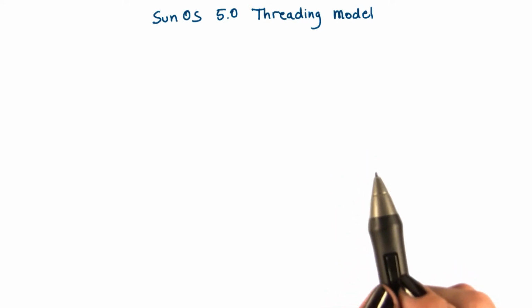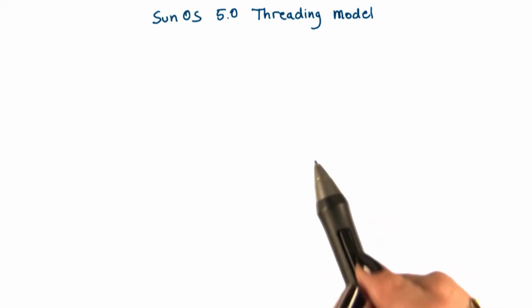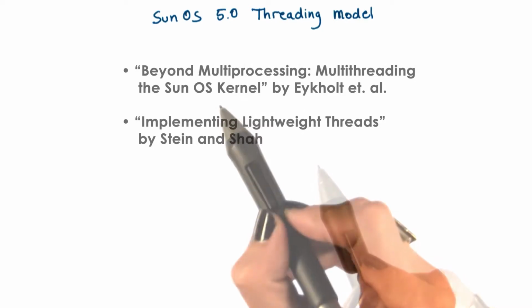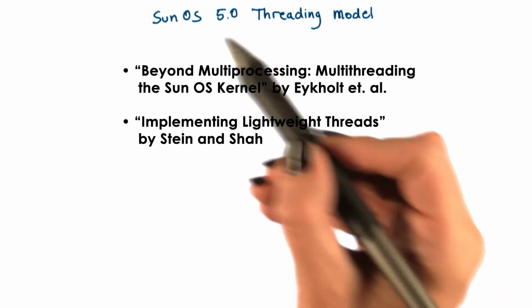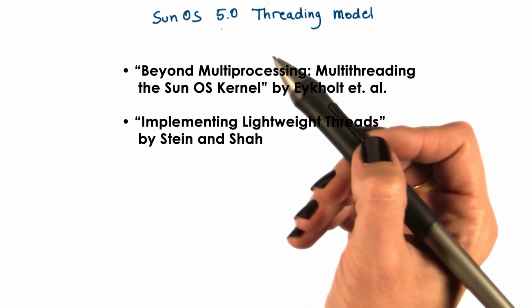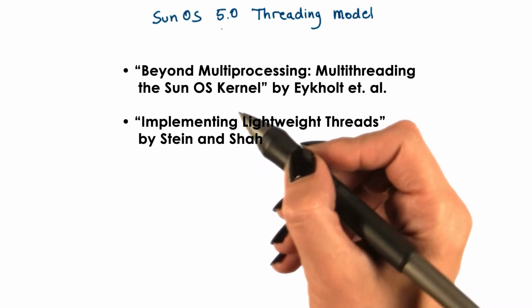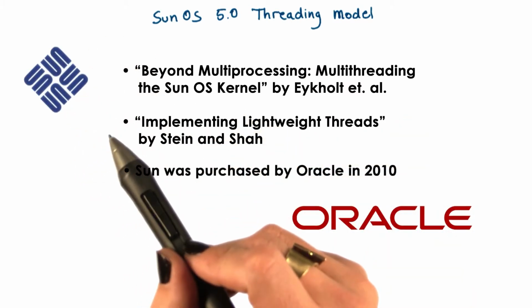Let's look now at the data structures that are described in the two reference papers of this lesson. The two papers describe the kernel and user-level implementations of threads in the SunOS 5.0 kernel of Solaris 2.0. So Solaris is the operating system. Sun, where this work was done, no longer exists.